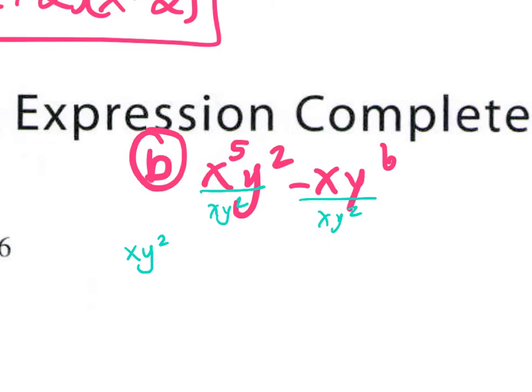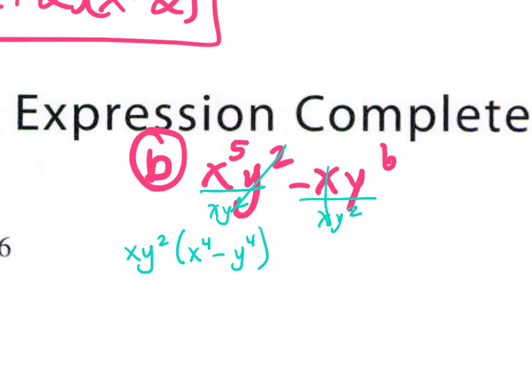X to the 5th divided by x to the 1st leaves me with x to the 4th, right? Y squareds cancel out. Minus x and x cancel out. Y to the 6th divided by y squared equals y to the 4th.